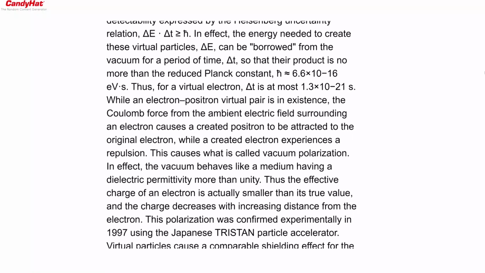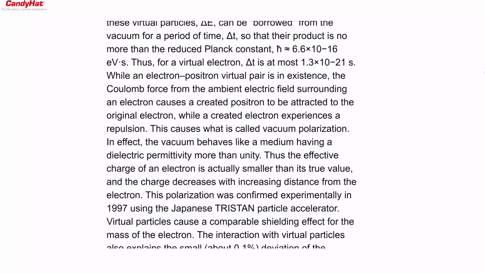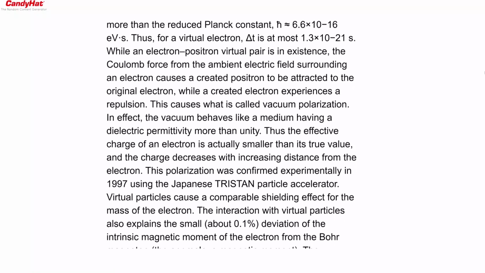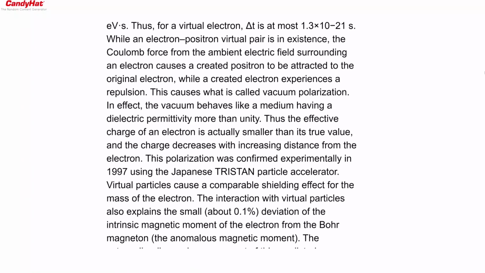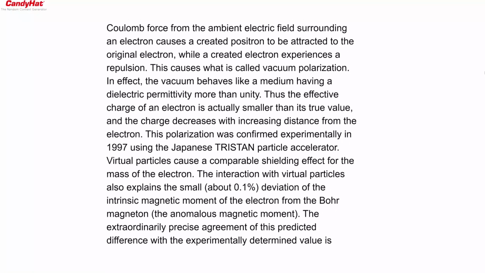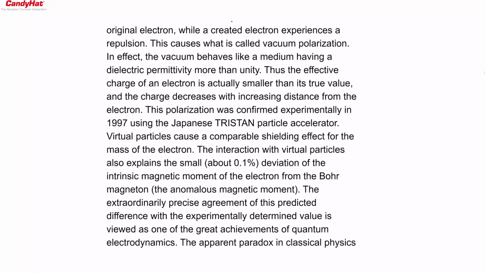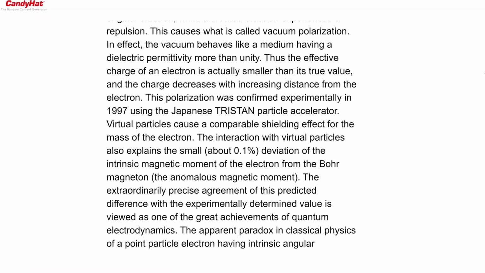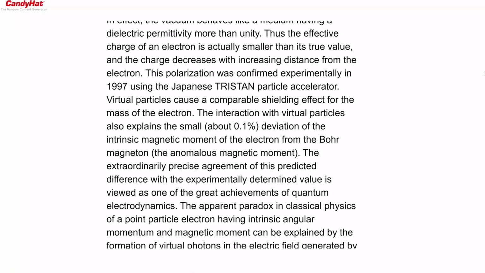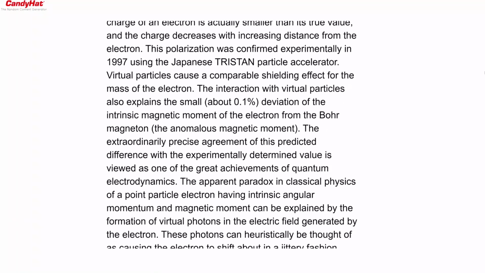h-bar is almost equal to 6.6 × 10^-16 eV·s. Thus, for a virtual electron, delta t is at most 1.3 × 10^-21 s. While an electron-positron virtual pair is in existence, the Coulomb force from the ambient electric field surrounding an electron causes a created positron to be attracted to the original electron, while a created electron experiences a repulsion. This causes what is called vacuum polarization. In effect, the vacuum behaves like a medium having a dielectric permittivity more than unity. Thus the effective charge of an electron is actually smaller than its true value, and the charge decreases with increasing distance from the electron. This polarization was confirmed experimentally in 1997 using the Japanese TRISTAN particle accelerator.